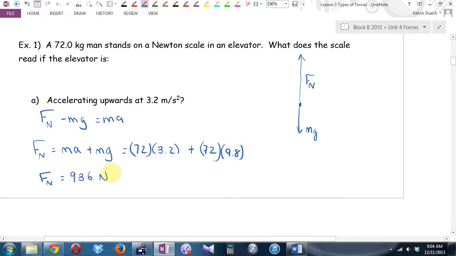72. What's the scale reading? Does this person feel heavier or lighter right now? Feels heavier. This is what you feel on the elevator when it shoots you up. You feel heavier, like you're being pressed into the seat.